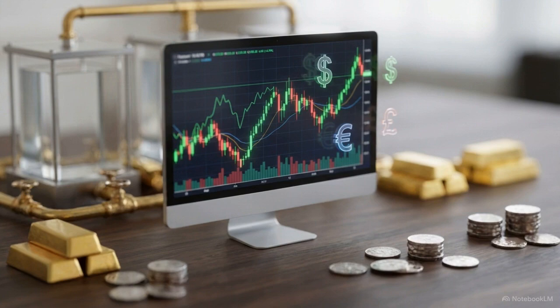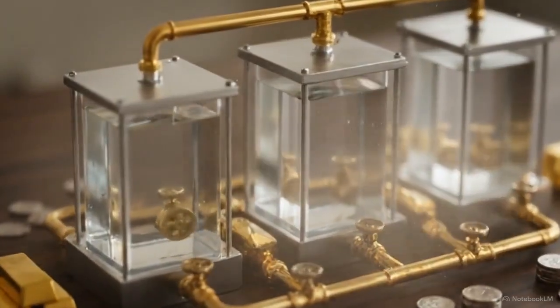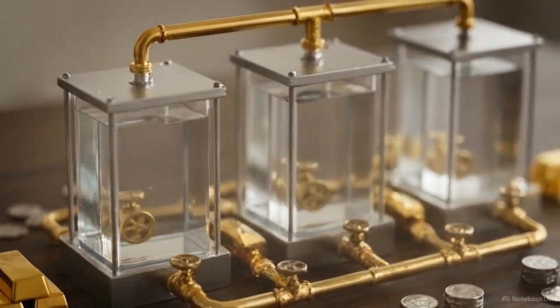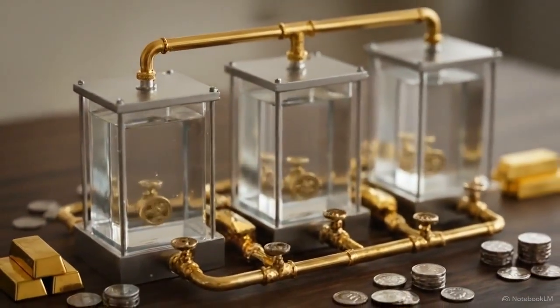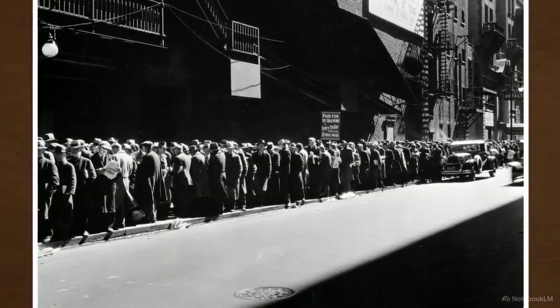Look at a modern Forex chart, and you see currencies floating against each other, changing value every second. But before these digital markets existed, how did the entire world agree on the value of a dollar, a pound, or a franc? And how did that old system trigger the Great Depression?